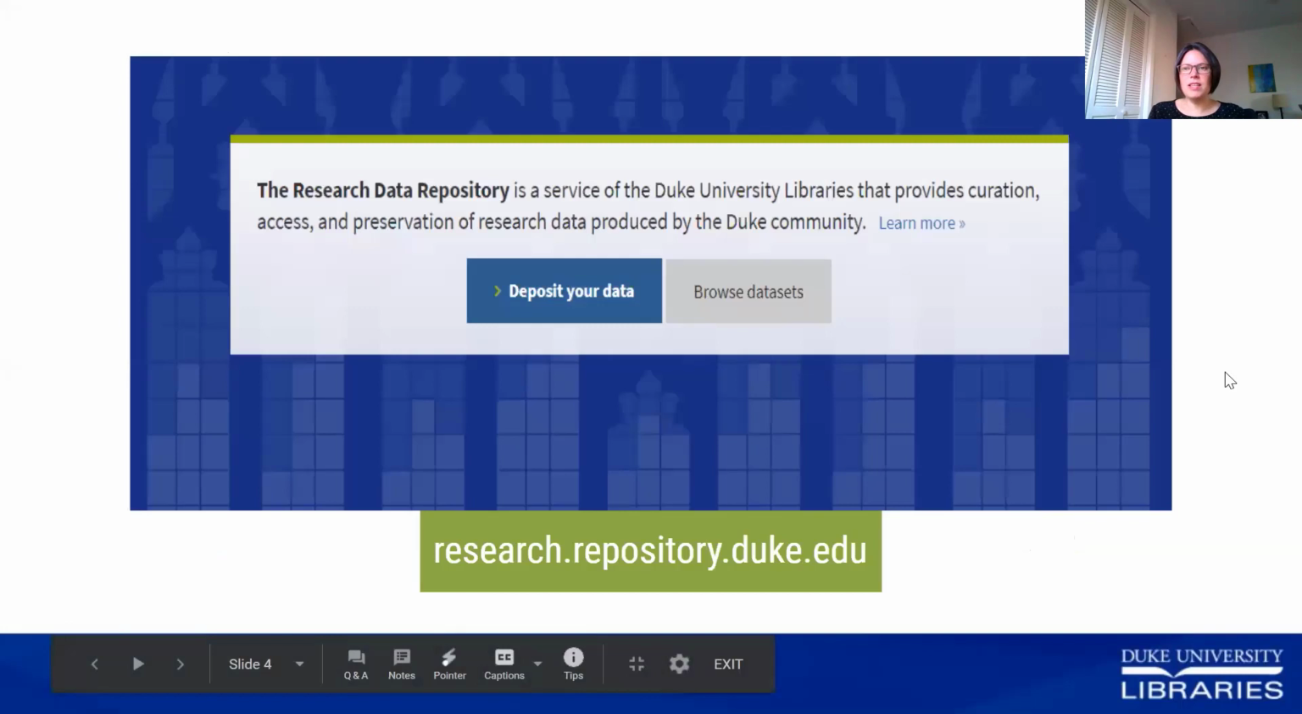But to move on to the thing that we're really here to talk about today, the Duke Research Data Repository. So what we like to call the RDR was launched in 2018, and we do serve both the campus side and the medical side. And this is part of a robust initiative to really help Duke researchers more effectively and efficiently manage and share their data.